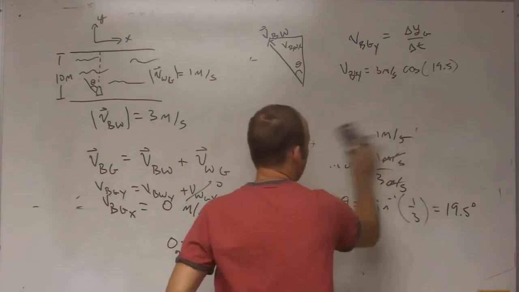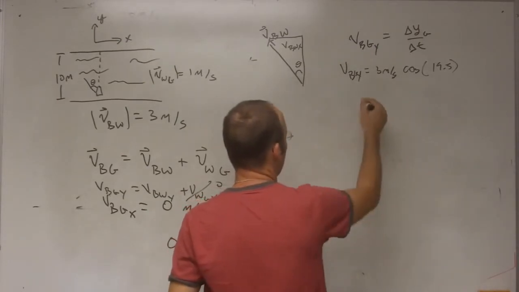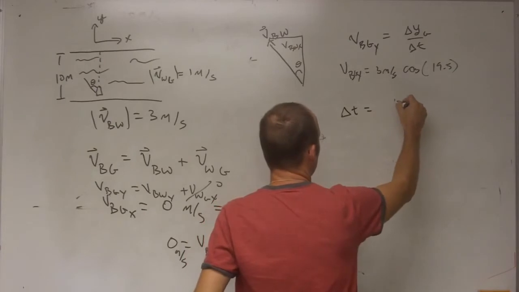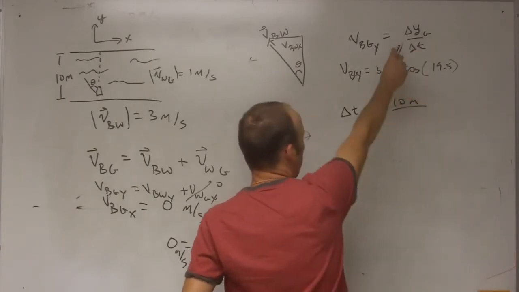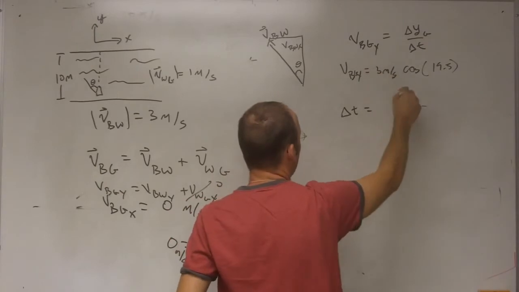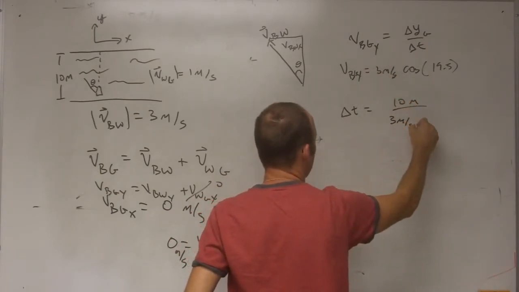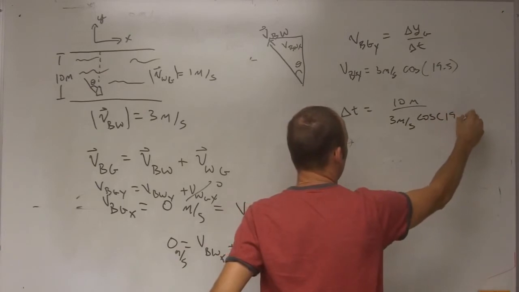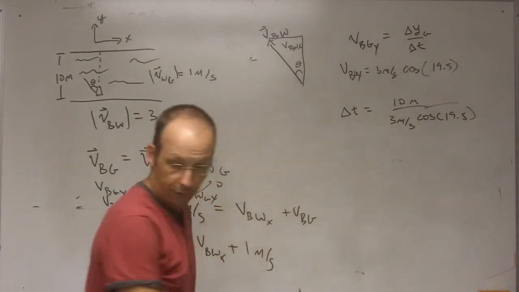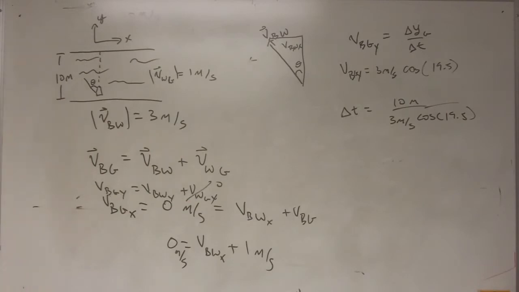Okay, let me erase this. So now I can solve for delta t. It's going to be 10 meters, my change in y with respect to the ground, divided by the y component, 3 meters per second, cosine 19.5 degrees. And if I put that in, I get 10 divided by that, I get 3.53 seconds.